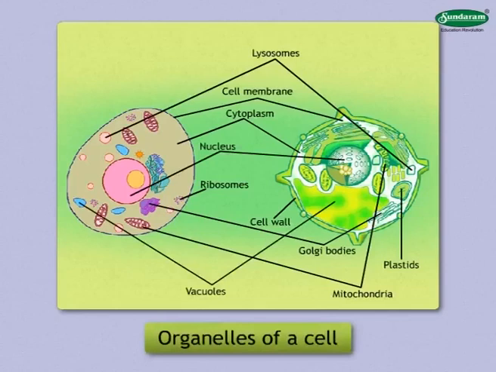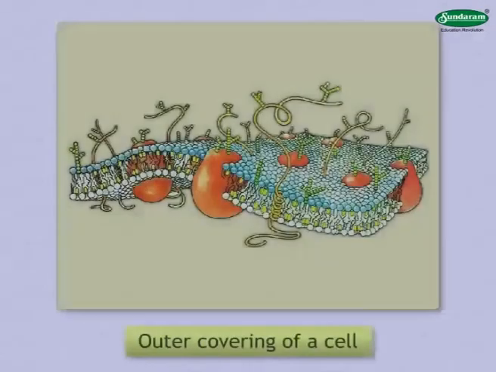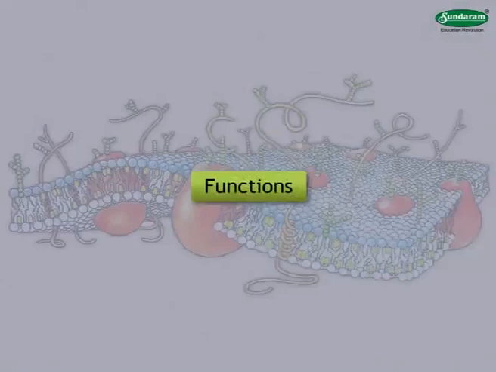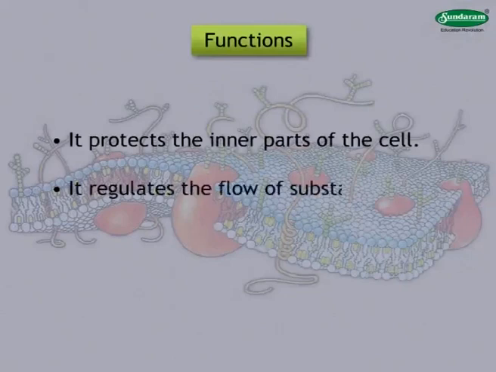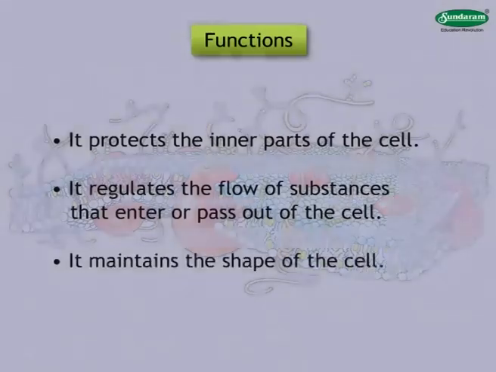Let us study about various organelles and their functions. 1. The cell membrane. It is the outer covering of a cell. It is like a very thin, flexible layer. Functions. It protects the inner parts of the cell. It regulates the flow of substances that enter or pass out of the cell. It maintains the shape of the cell.